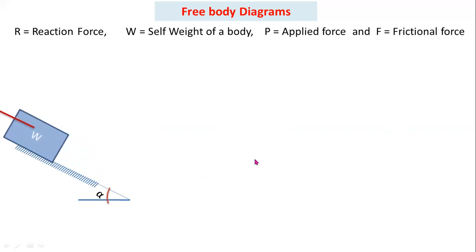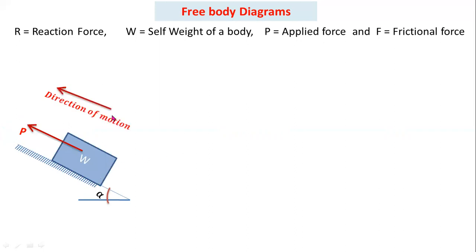There you can observe, okay, this is the applied force. This is the direction of movement. Okay. So here you can observe an opposing force or frictional force always acts parallel to the plane and in the direction opposite to the direction of motion. Okay. So this is the direction of motion.